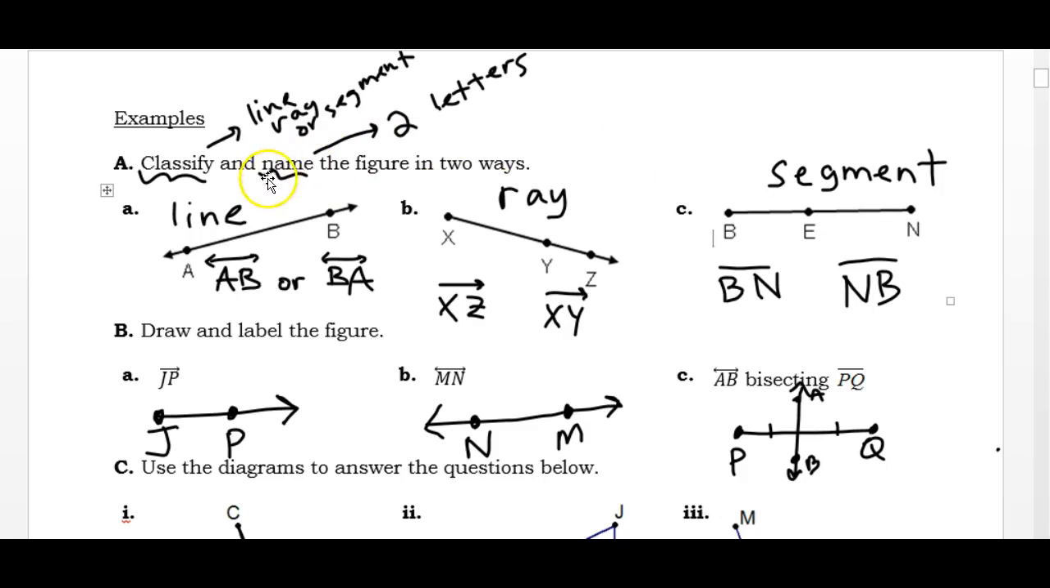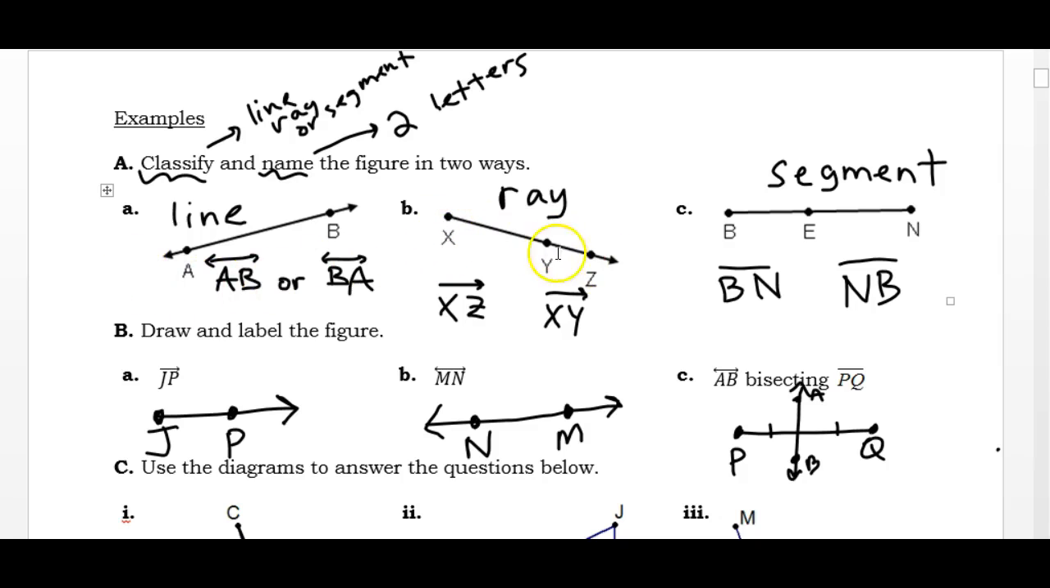Naming the figure always uses two letters, even if there's more than two letters marked on the line or ray or segment. Remember, there's technically infinitely many there. So I'm going to call this one line AB or BA. I can go forwards or backwards, that doesn't matter.